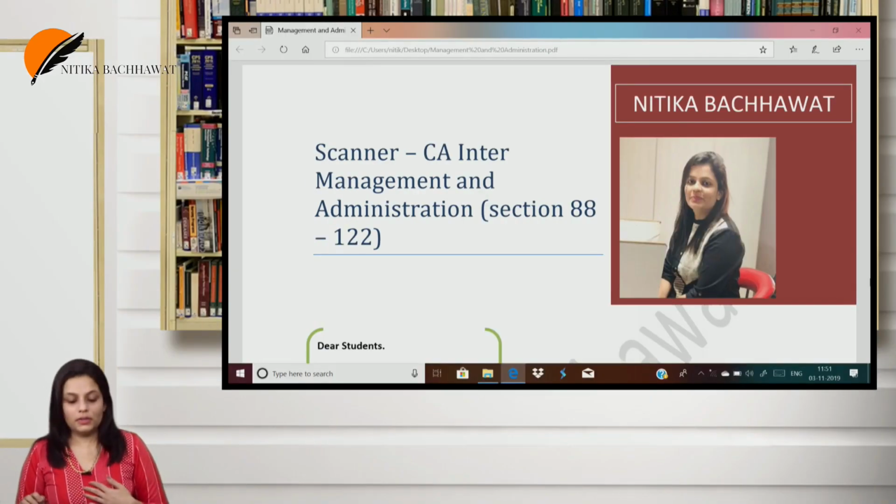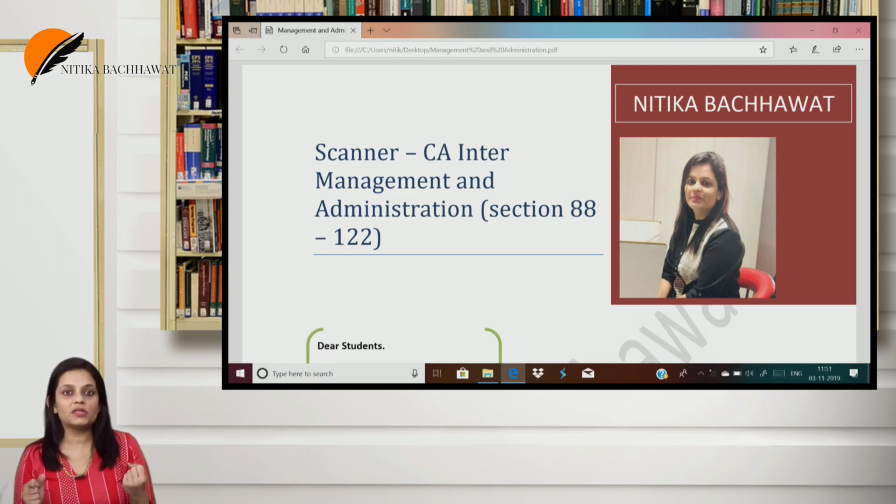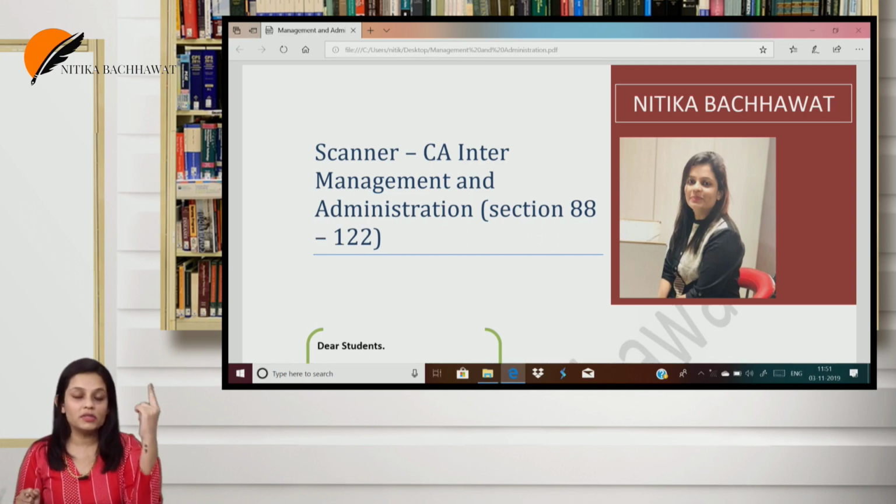Hello everyone. So today we are going to discuss the scanner for the chapter Management and Administration from section 88 to 122. Now you already are aware that whatever questions are given in my scanner, that is, it's the previous year question papers and the RTP and the mock test which have been conducted by the institute.